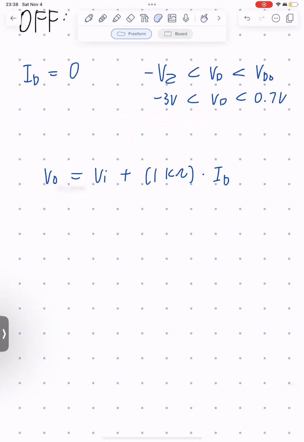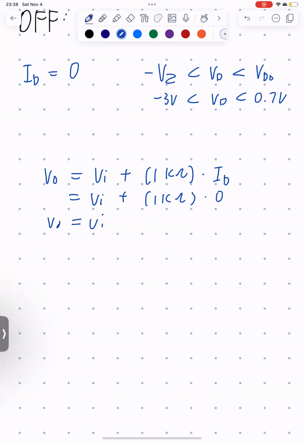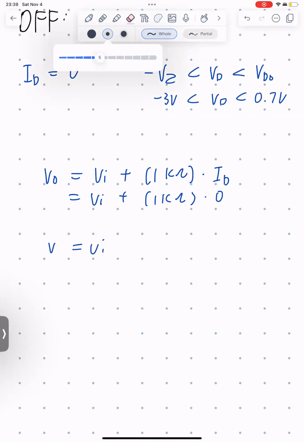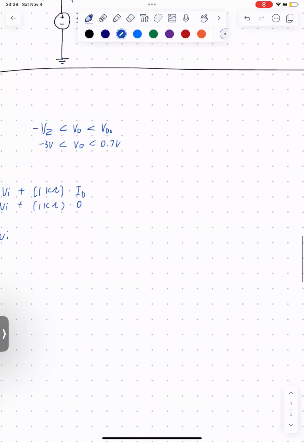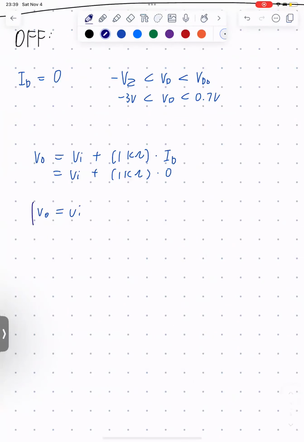Since we're already given the value of ID, we can just sub in ID and get that V out is just going to be equal to VI, since there's no current flowing through that resistor, so its voltage is just going to be 0. So now we have the first part of our first question. We have found the value of V out in relation to VI when the diode is off.